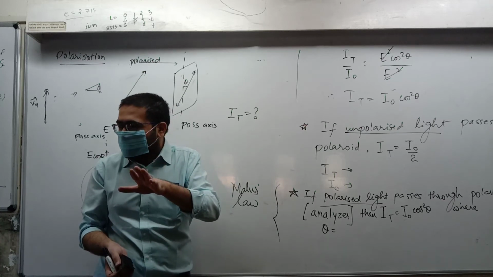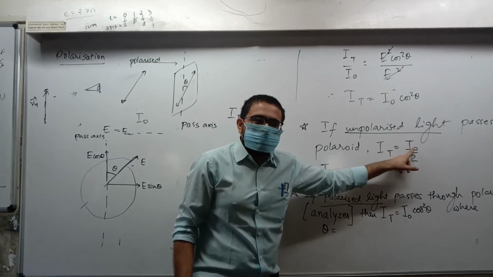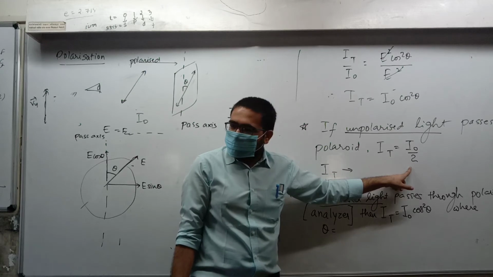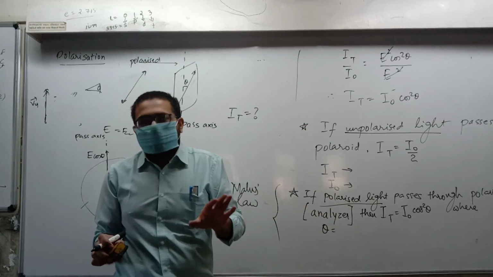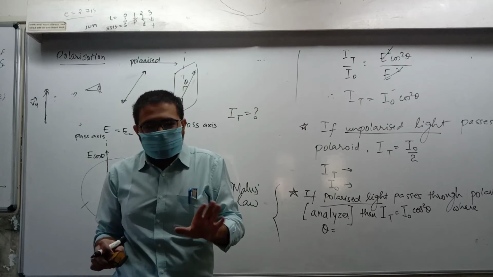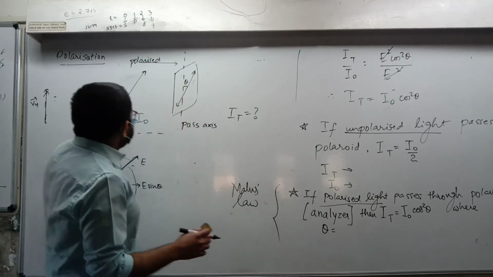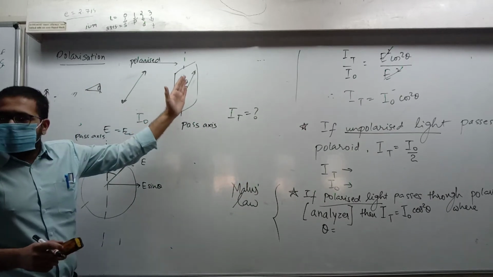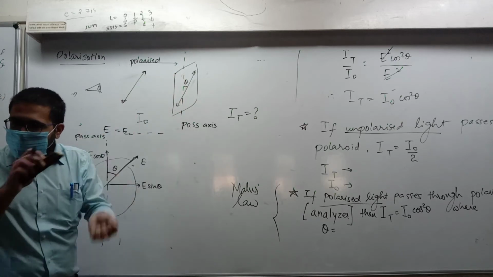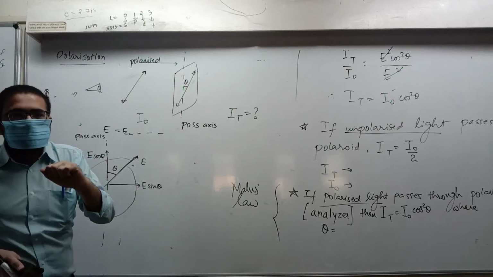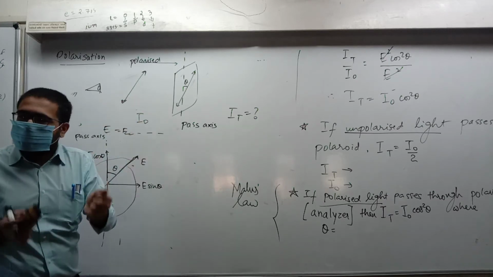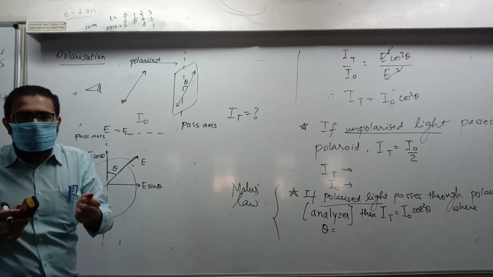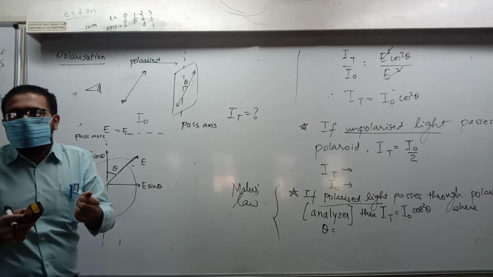Do you get what I am saying? Look at this. I_T is always I0 by 2. Make sense? It does not depend on angle. Clear? Doesn't depend on angle. So if the light that is coming through is polarized and you rotate it, intensity will change. If it is not polarized and you rotate the Polaroid, then intensity will not change.